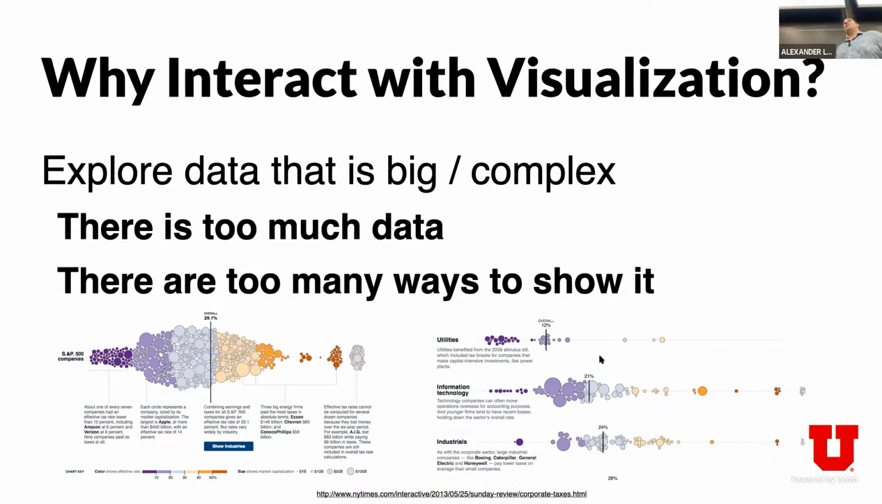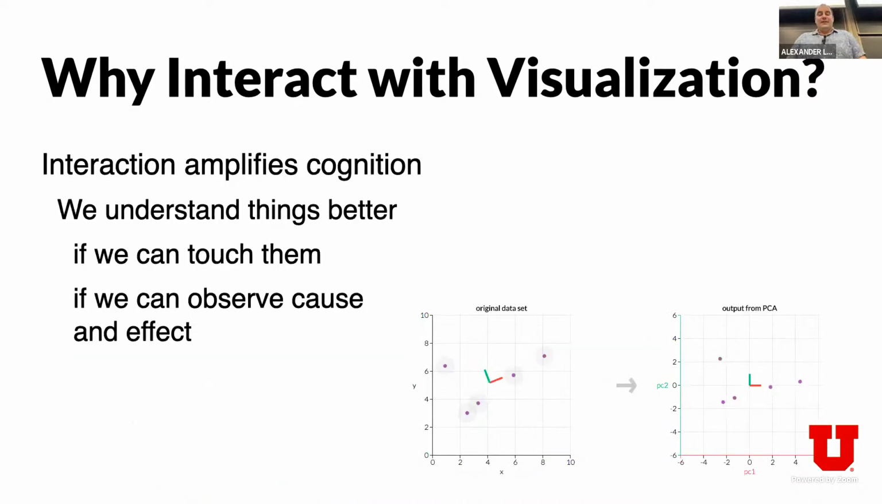There's too much data to show it, and so we can interactively filter it down or reduce it into a subset that we care about, or there are too many ways to show it, right? I could have different visualization techniques to show me different interesting aspects of the data set. And so I might use interaction to link between them.